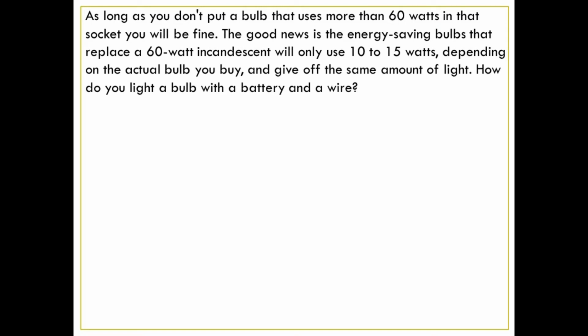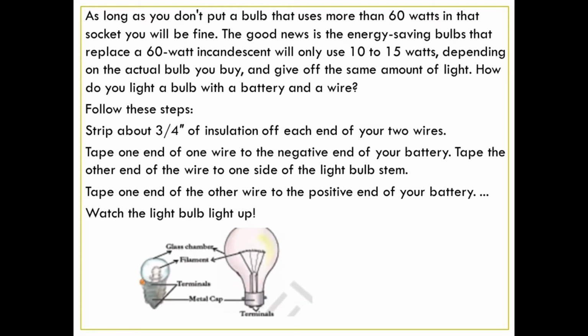How do you light a bulb with a battery and a wire? Follow these steps. Strip about 3 or 4 inches of insulation off each end of your two wires. Tape one end of one wire to the negative end of your battery. Tape the other end of the wire to one side of the light bulb stem. Tape one end of the other wire to the positive end of your battery. Now you can watch the light bulb light up.